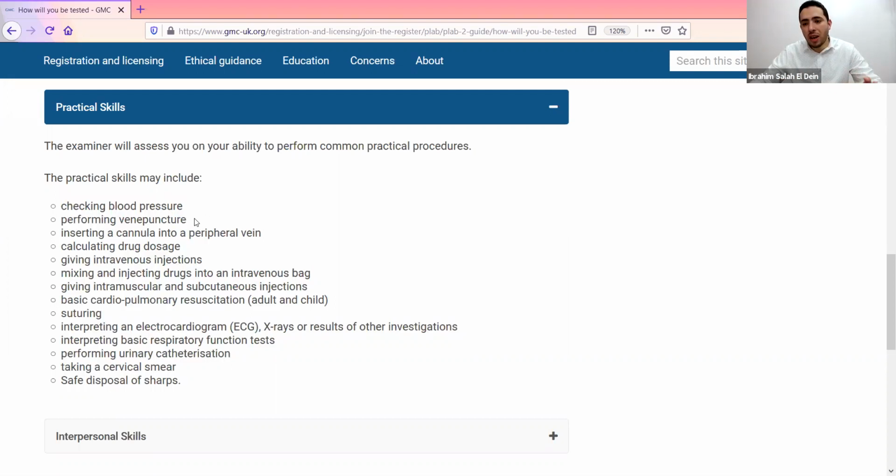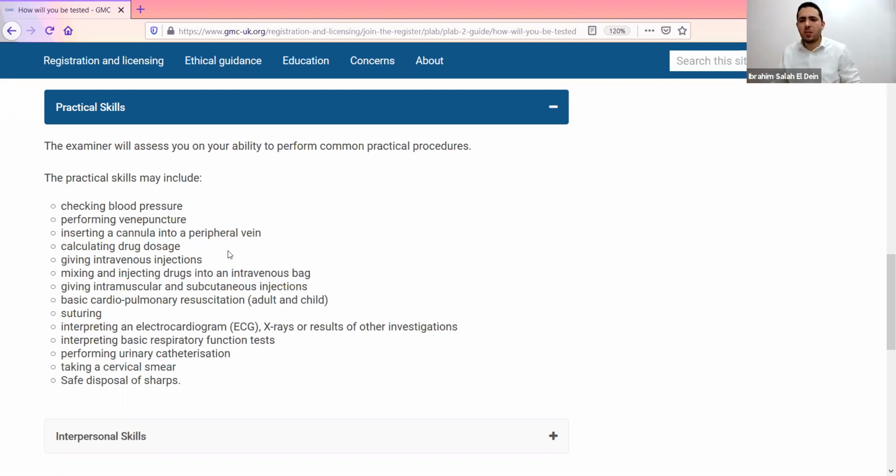Performing venepuncture to start IV fluids, or to take a blood sample, inserting a cannula into a peripheral vein, calculating drug dosage. In some stations, it is all about drug dosage, the prescription station. Okay, so you will have a scenario, and you will have some notes, this prescription writing notes, and you will have the BNF with you. So you need to know about this station. Also, it is very easy because it is a well-known station.